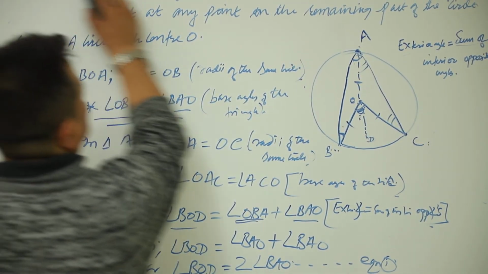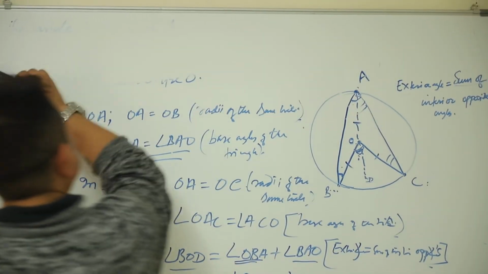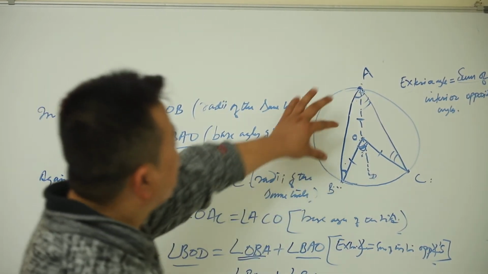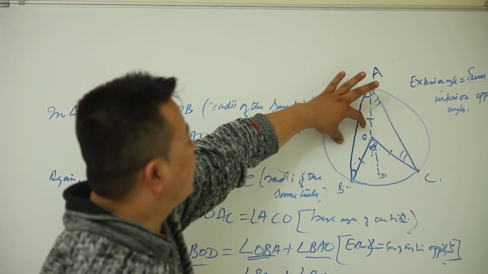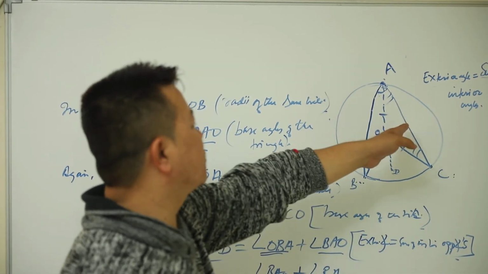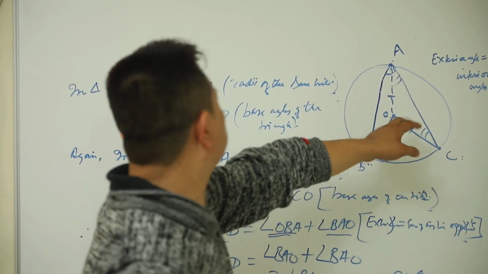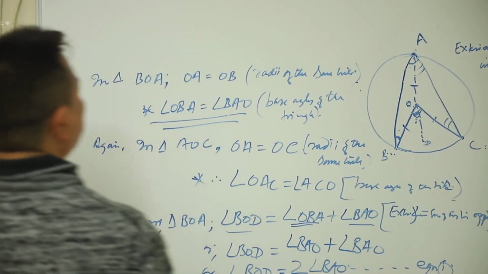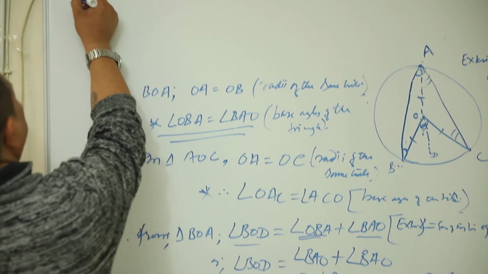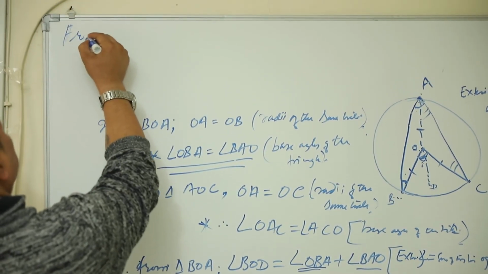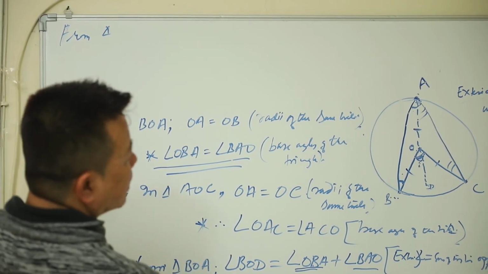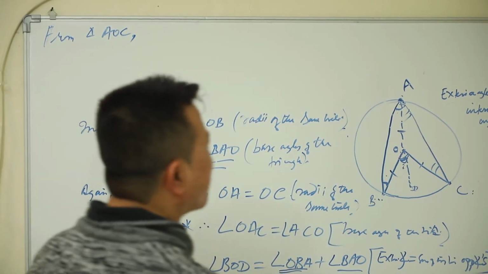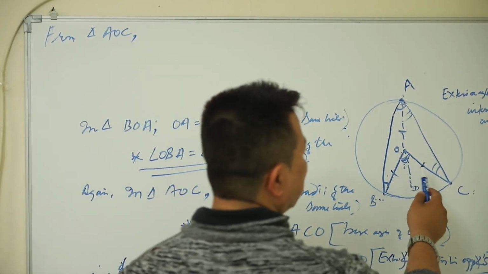Now let's erase these statements. Again, by taking this triangle, we got equation number 1. Now take another part of the triangle, that is this one. Triangle, what is the name? Triangle AOC. You take this triangle and find equation number 2. So from triangle AOC, again the same properties.